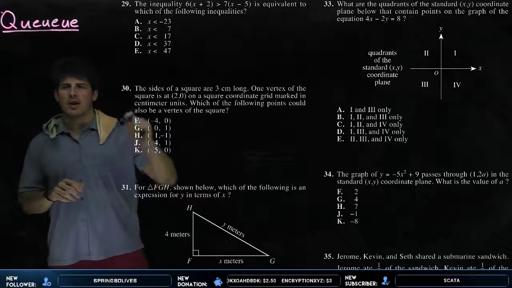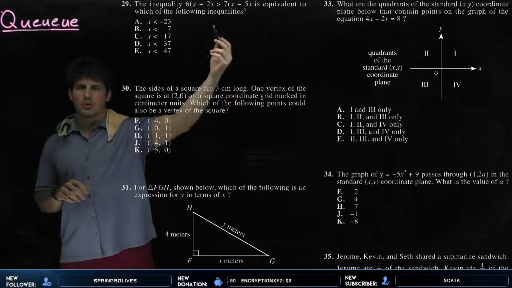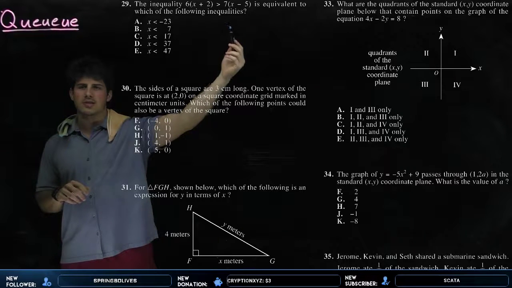So to start, we have 6 times the quantity x plus 2 is greater than 7 times the quantity x minus 5.